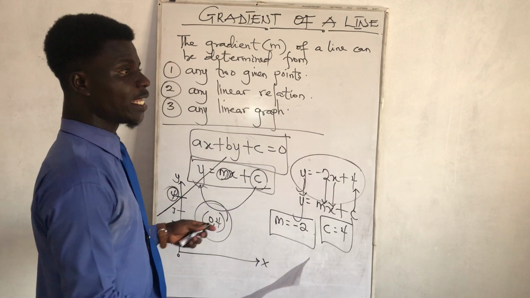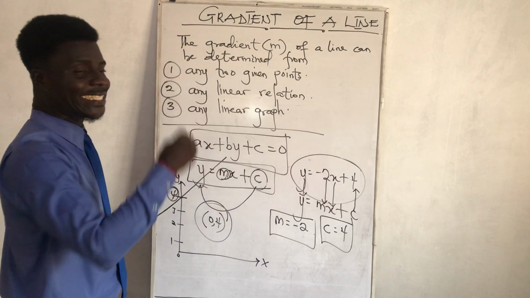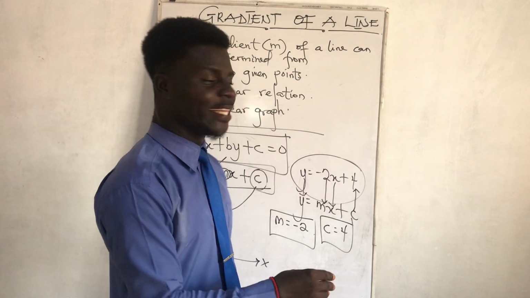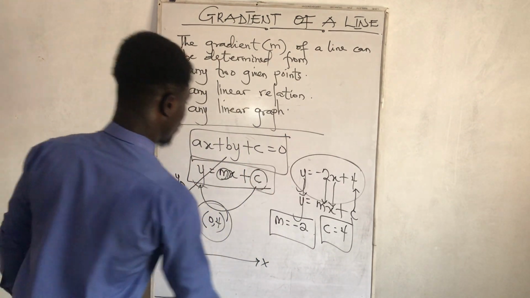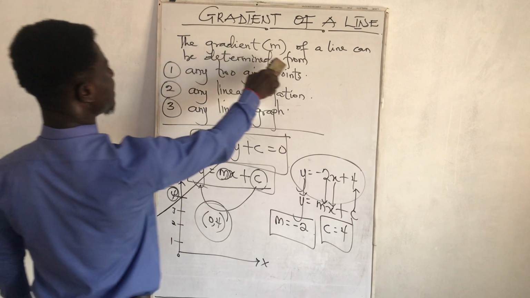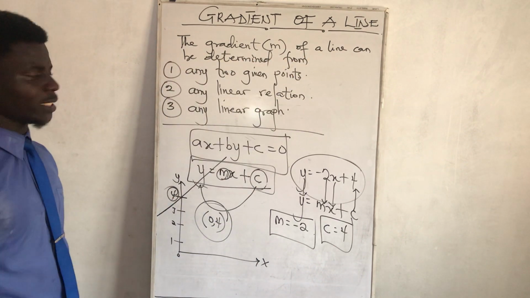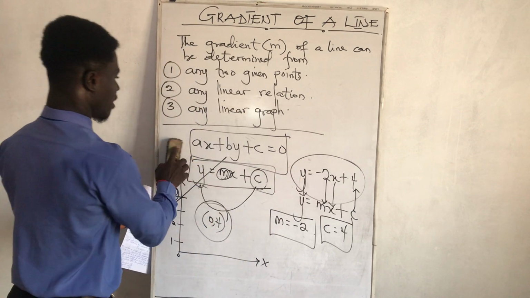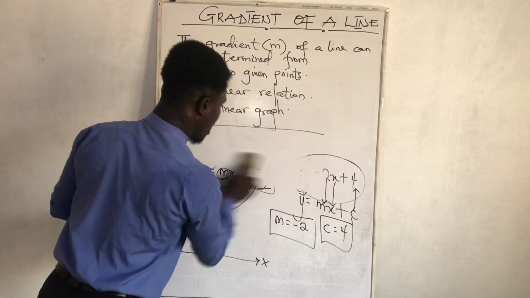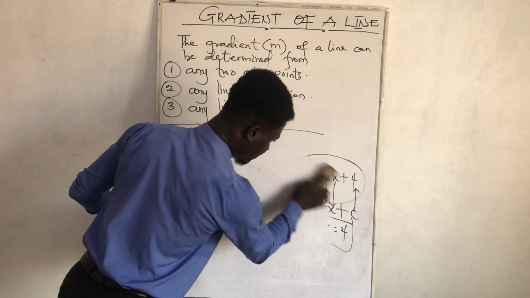So if you use the table to draw a linear graph, it means that you can determine the gradient of that line. Right? Alright, so the gradient m of a line can be determined from 1, any 2 given points, 2, any linear relation, then 3, any linear graph. So that's how it is.